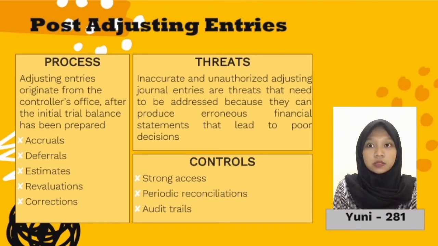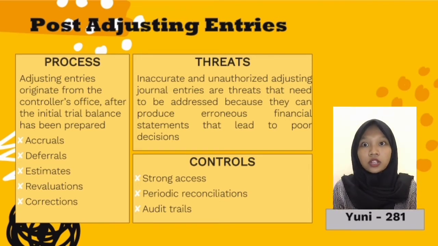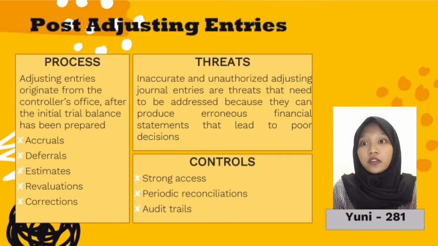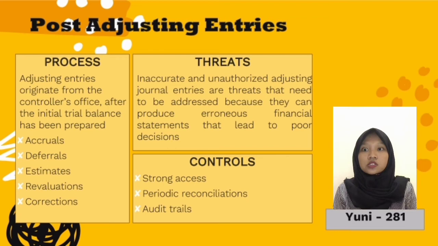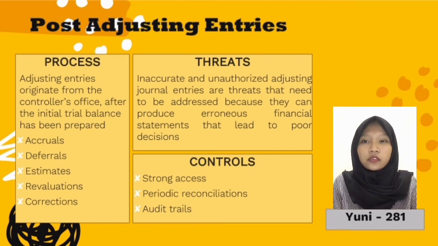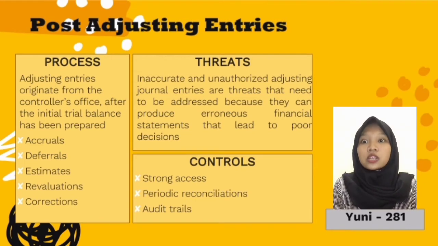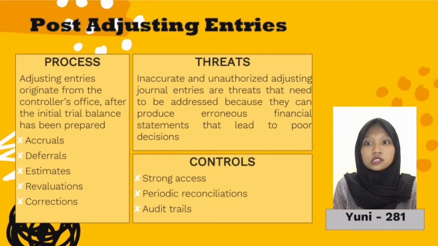So the third is estimates. Estimates are entries that reflect a portion of expenses expected to occur over a number of accounting periods. Fourth is revaluations. Revaluations are entries made to reflect either differences between the actual and recorded value of an asset or a change in accounting principle. So the last is corrections. Corrections are entries made to counteract the effect of errors found in the general ledger.